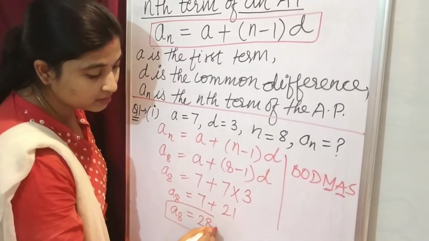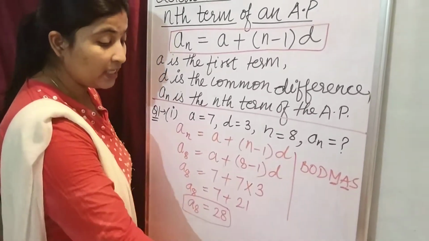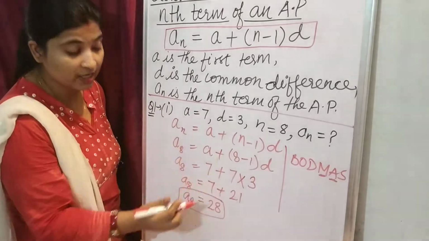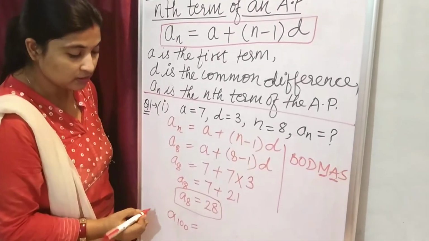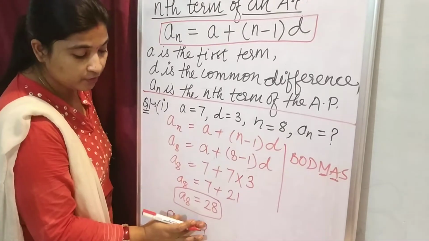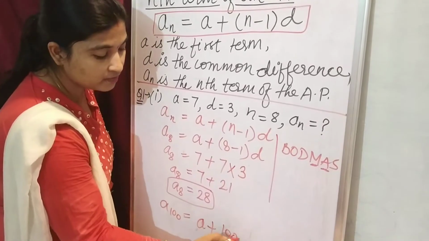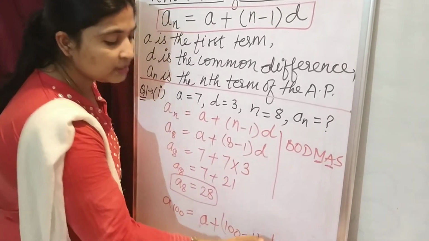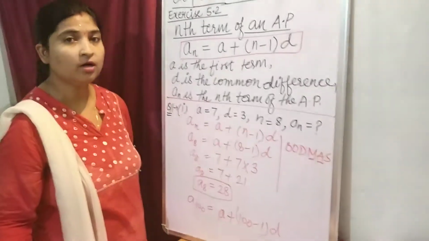So what is the 8th term of this AP? The 8th term of this AP is 28. Now in the same question, if they ask you to find the 100th term, you can find it easily. How? We know that the 100th term means a plus 100 minus 1 into d. In the same way we can do anything. Why? Because I know the value of n over here.